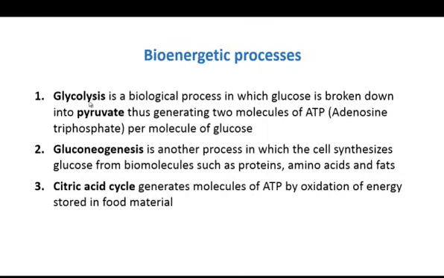Now, let's take a look at some examples of major bioenergetic processes which are occurring in nature. For example, glycolysis is a biological process in which glucose is broken down into pyruvate and it generates two molecules of adenosine triphosphate, which is the energy currency of biological system. Another process is gluconeogenesis, which is the reverse of glycolysis, in which glucose is synthesized from other biomolecules such as from proteins, amino acids, and fats. Another process is citric acid cycle, which carries out cellular respiration and generates ATP by the oxidation of energy stored in the food material. These processes will be discussed in detail in coming lectures.